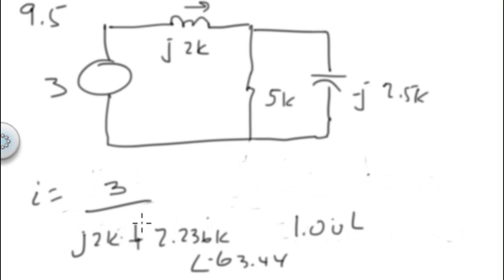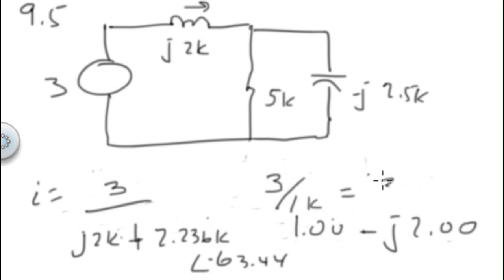Okay, so there's no angle here. It's just 0.999, or I rounded it to 1. And the imaginary part is minus J 2.00. So now I have J 2,000 minus J 2,000, so basically they drop out. And here I have just 3 over 1K, or 3 milliamps. And that's all you have to do there.